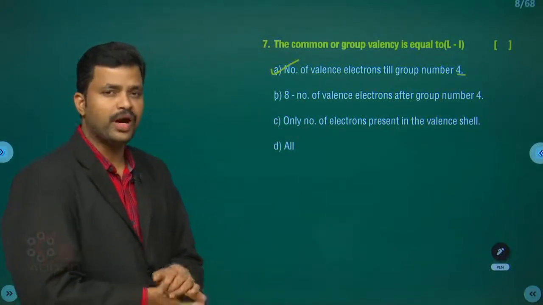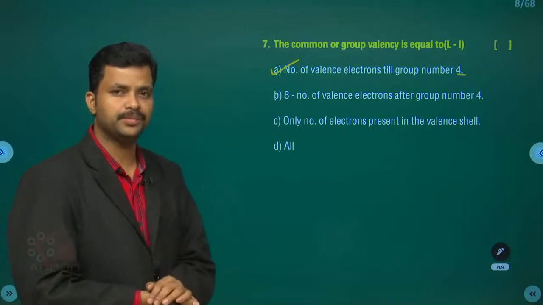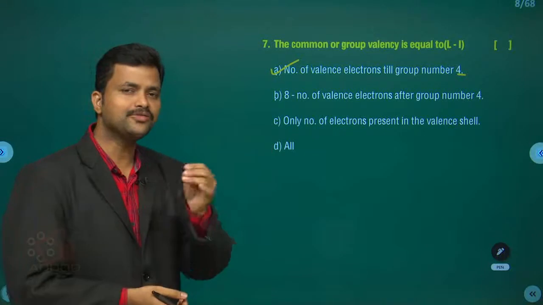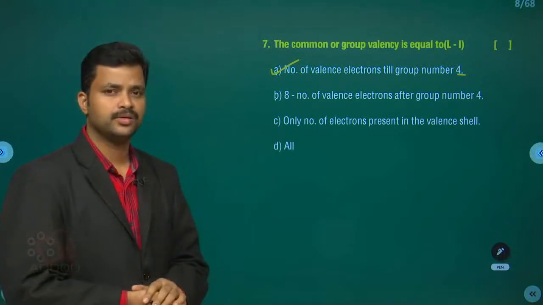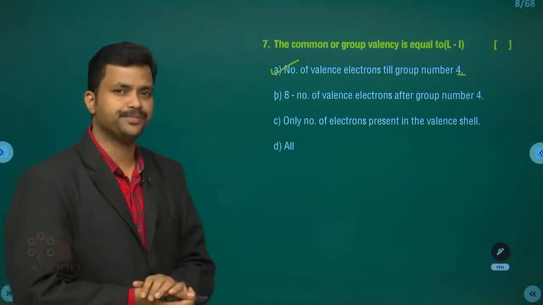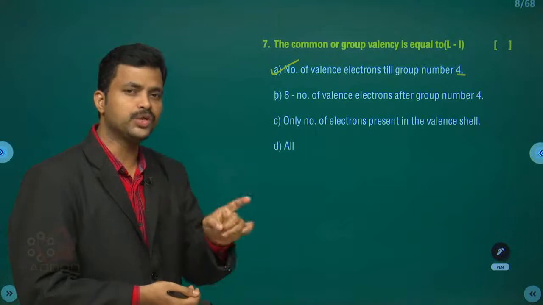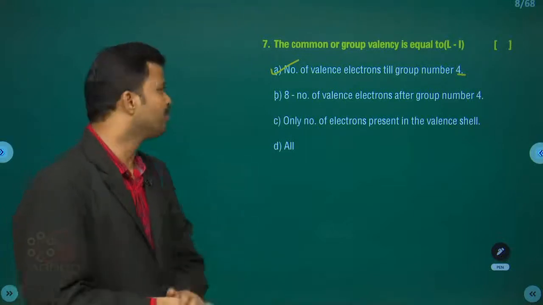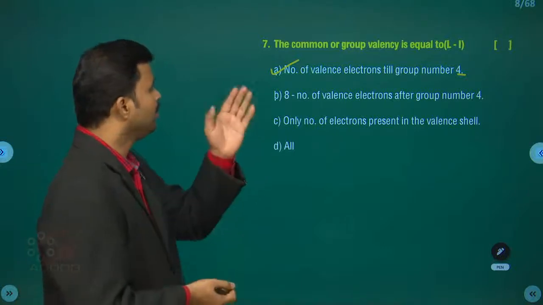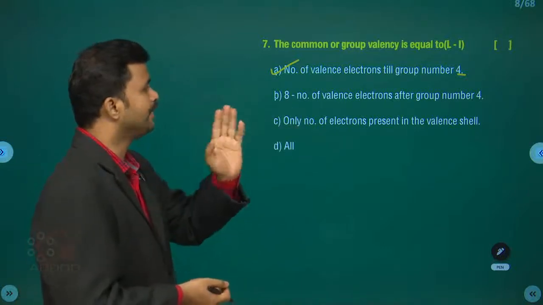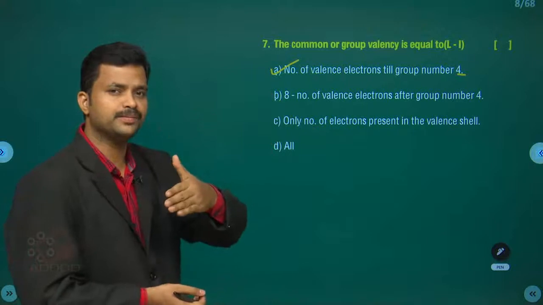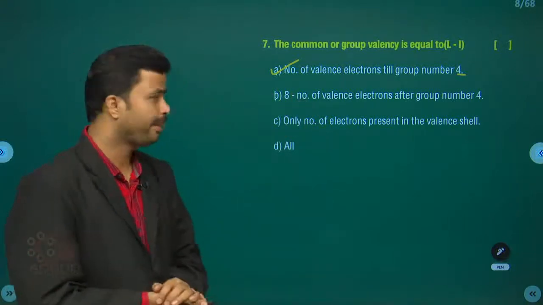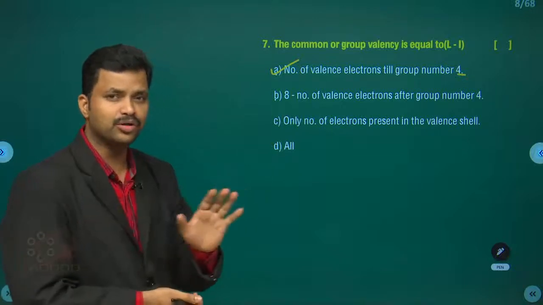Nitrogen valency, that is combining ability, is not 5. The combining ability of nitrogen is 3 or 4, but not 5. Group number is not equal to valency from the 5th group onwards. Only up to the 4th group, that is carbon, silicon, germanium, it is accepted. Group number equals combining ability. Nitrogen cannot form 5 bonds.